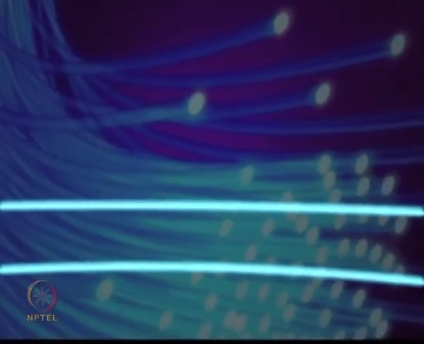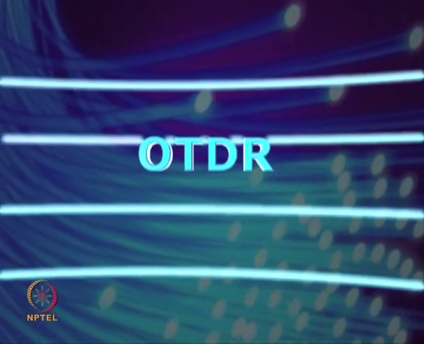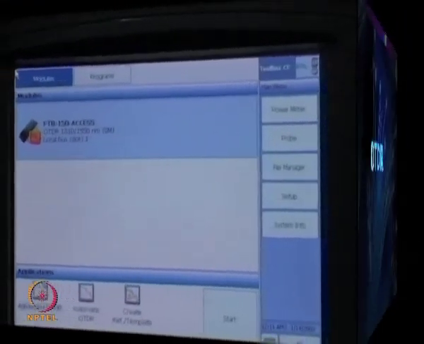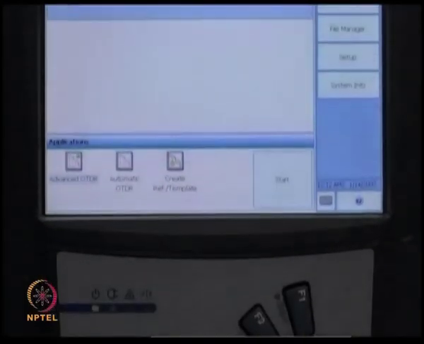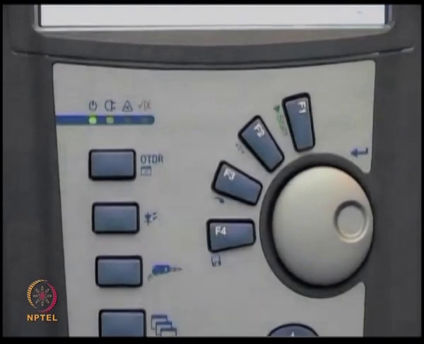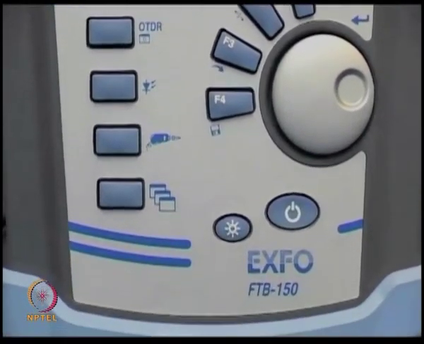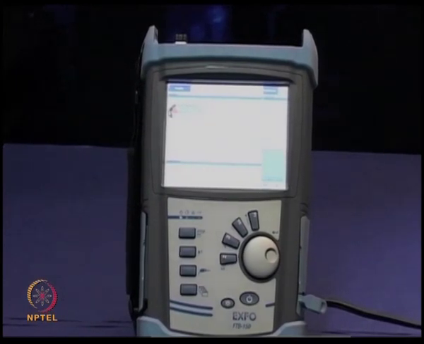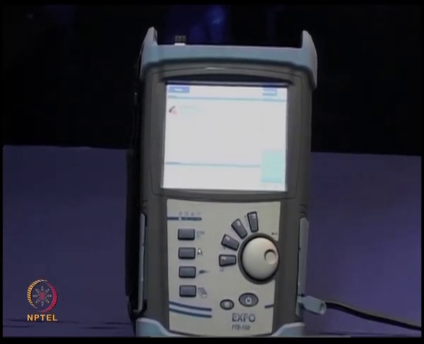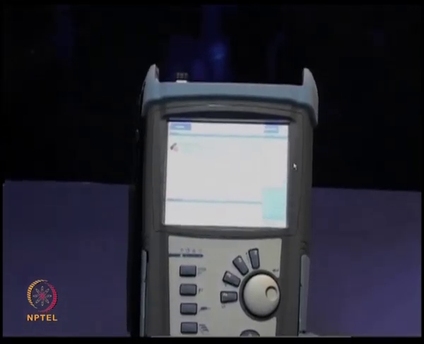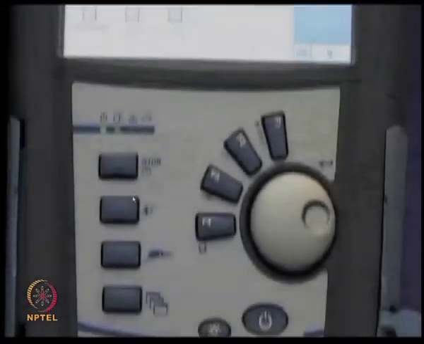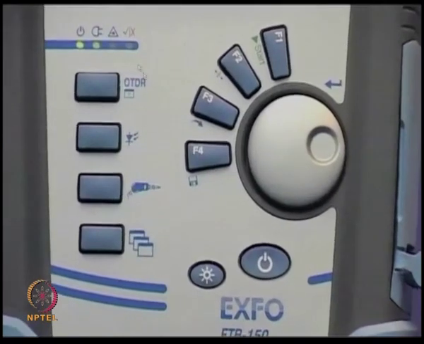Let us now see a demonstration on a very important instrument, the optical time domain reflectometer or OTDR. The OTDR is used to monitor the condition of optical fiber even after it is commissioned in the system. You see it is a very compact device in which the light is launched and the scattered light is received, and that is displayed as a function of time or as a function of distance.